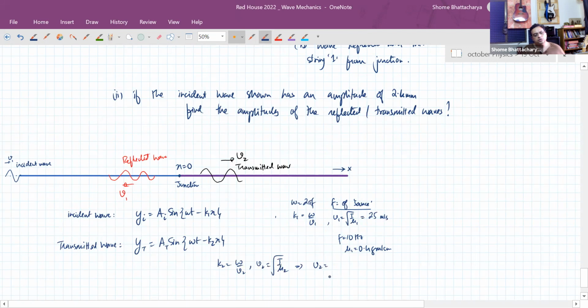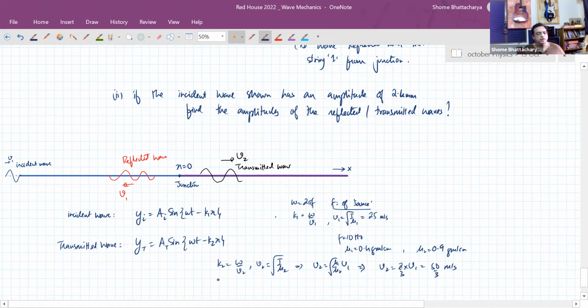So v2 is equal to square root of mu1 by mu2 times v1. This tells me that v2 will be equal to 2/3 of v1, which is 50 by 3 meters per second. So this is the speed of the transmitted wave.